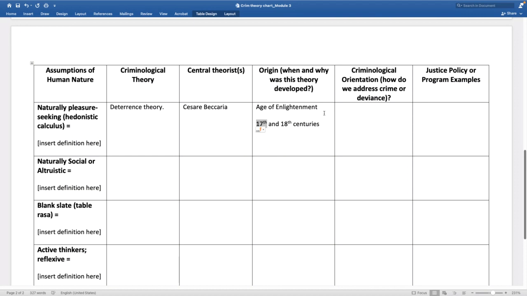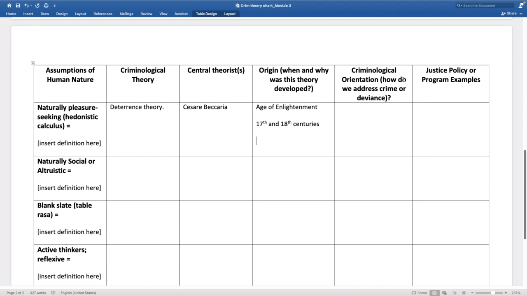So during this period, the dominant idea was that people are rational beings who have free will. So based on that idea, it also assumes that people are capable of looking at the consequences of their behavior. And so it was that dominant idea that influenced Vicarius to develop deterrence theory.